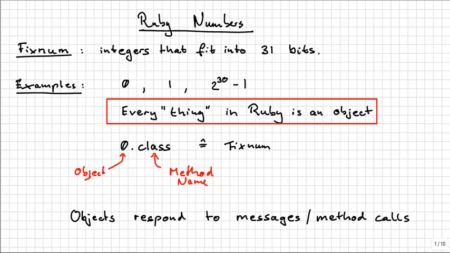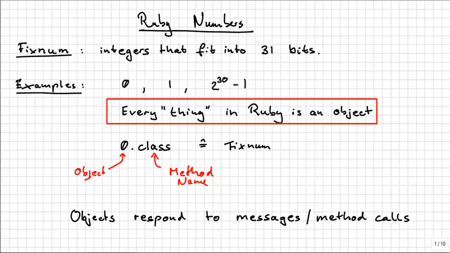Ruby offers a range of numeric types. Among them is Fixnum. It covers integers that fit into 31 bits. Examples are 0, 1, and 2 to the power 30 minus 1. And it's interesting to see already here that everything in Ruby is an object. So these numbers are objects of a particular class. In this case, the class is Fixnum.